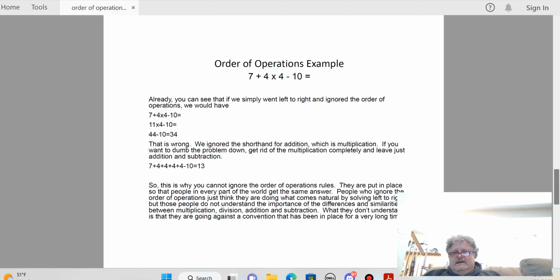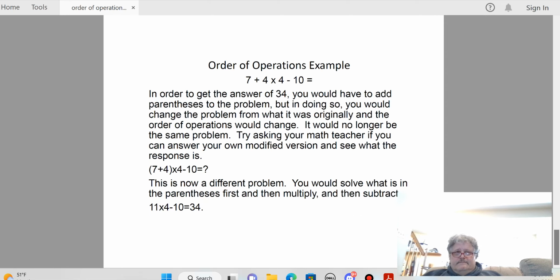So this is really why you cannot ignore the order of operations rules. I call them rules, but it's really a convention more than a rule. The reason everybody agrees on this convention is so that all over the world, no matter if I speak French or German or Portuguese or Japanese, whatever, no matter where you're from, everybody's going to get the same answer. I know some people want that convention to be left to right. They've got it in their head, but that's wrong. It's put in place so that people get the same answer. Some people think it comes natural to go left to right, but I've just shown you why that's really the wrong way to think. You've got to think of multiplication as shorthand for addition.